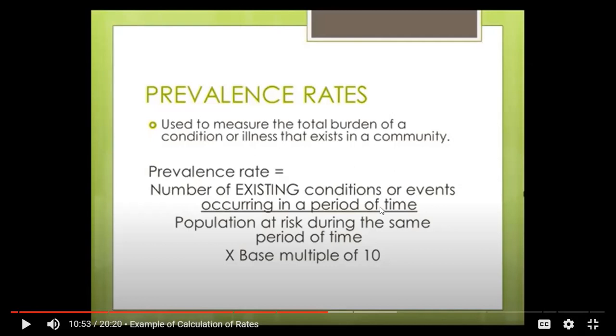Incidence is a new case. Prevalence is old and new cases together, in a period of time, over the population at risk during the same period of time, multiplied by a base multiple of 10. So how do we calculate prevalence?